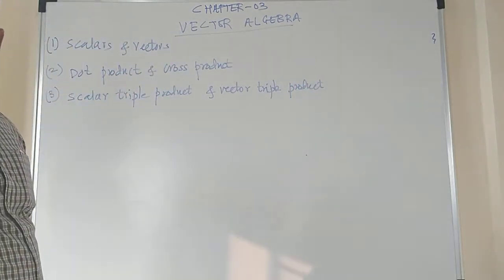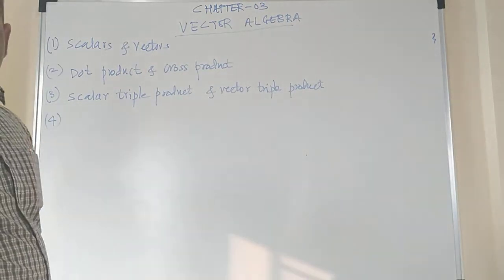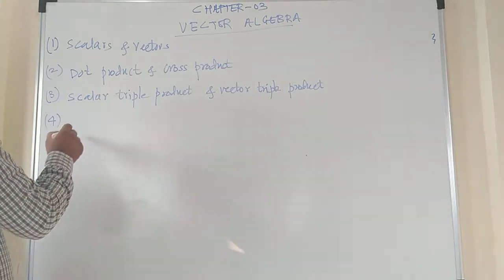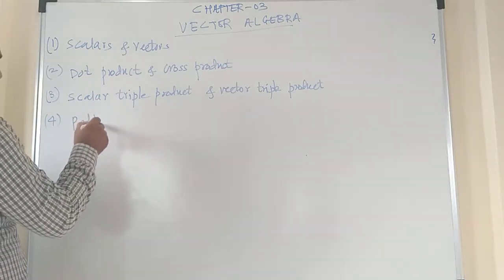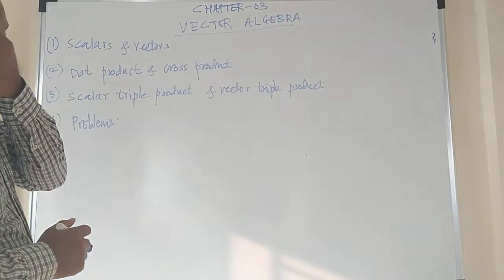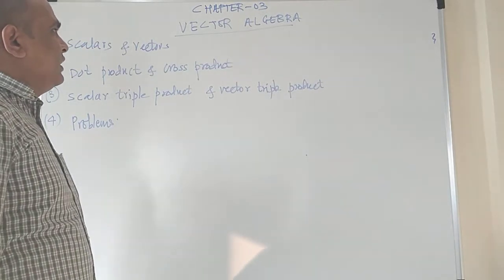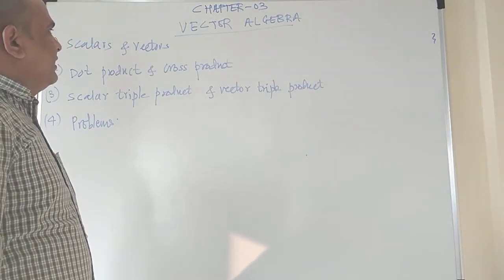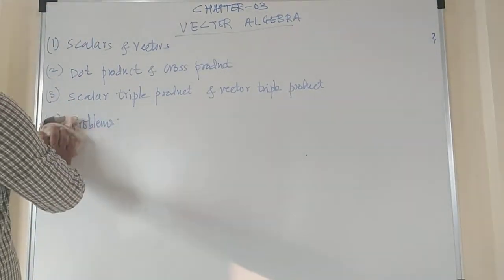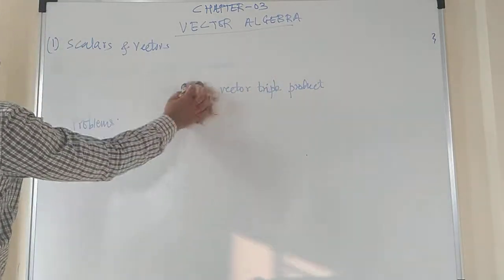And of course, the last topic of the chapter is the problems based on both. Problems. So this is what the complete syllabus, you can say, or the topic that we have to cover in the vector algebra. And now let us try to define what is the scalars and vectors.